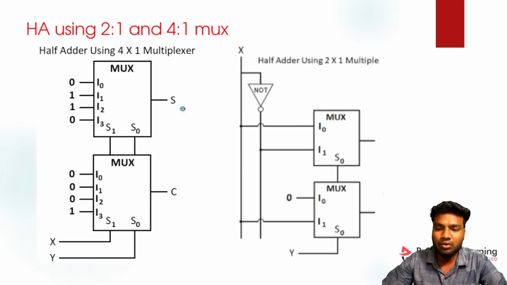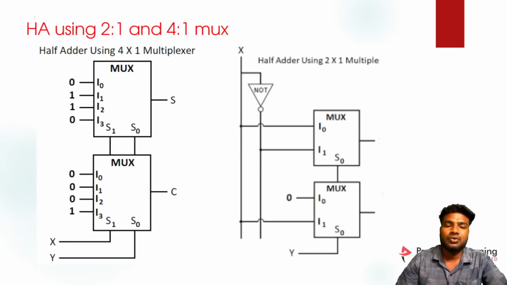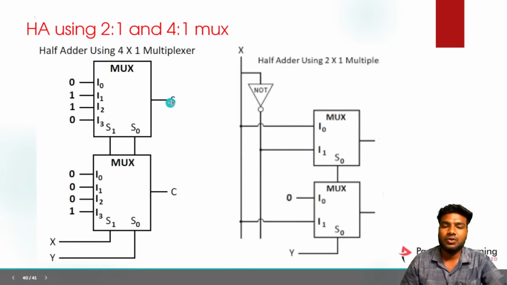So by using 4x1 and 2x1, I can make the half adder circuit and full adder circuit. This is the example for the 4x1 mux, which will do the half adder operation. So making the half adder operation by using the 4x1 mux. The logic is like this, and it has outputs sum and carry.